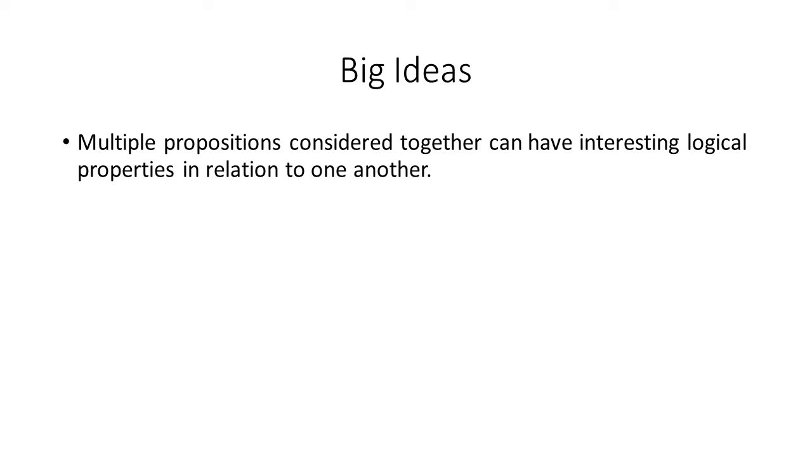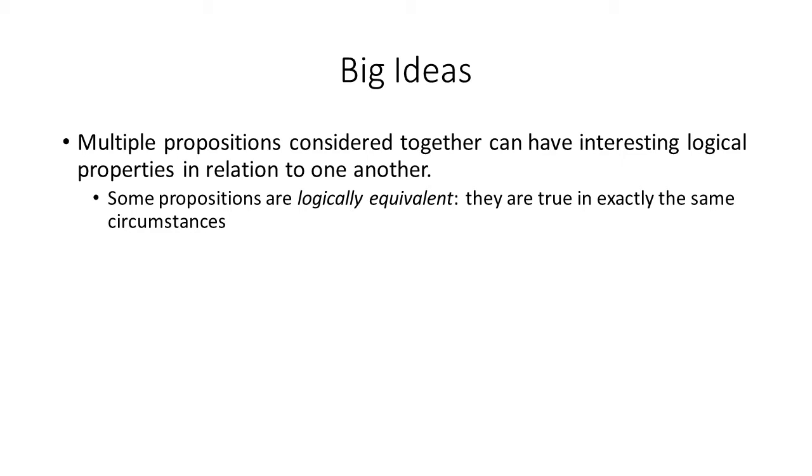Okay, so here are the big ideas. So first, multiple propositions considered together can have interesting logical properties in relation to one another. We'll see more about what that means, but the general idea is that we can compare the truth tables for two different statements or propositions, right? And they're going to bear an interesting relation to one another, right? Perhaps they're both true in exactly the same circumstances, or they're both false in exactly the same circumstances.